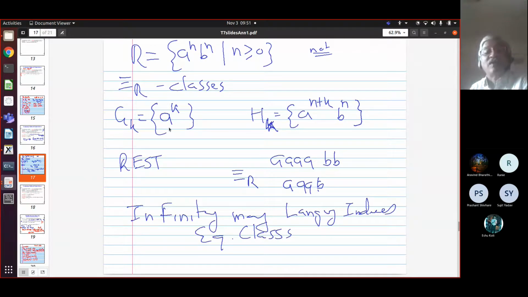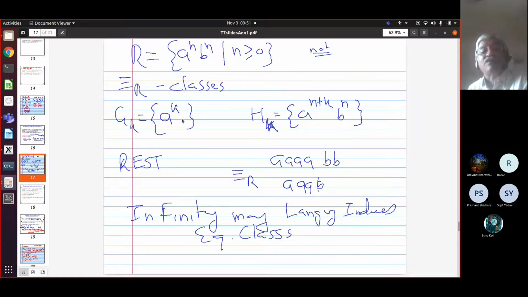So we had solved this in the class. Each a raised to k is an equivalence class for every k. So a raised to 0, that is only the epsilon word, is a class by itself. A raised to 1 is an equivalence class by itself. A raised to 2 is an equivalence class by itself. Why is this, everyone? Why are a raised to k and a raised to k plus 1 in different classes?